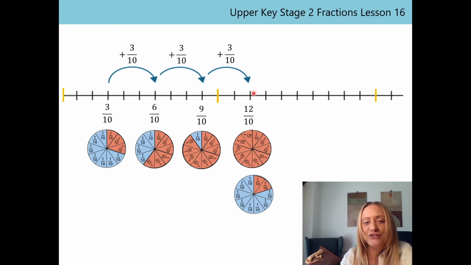So we can see, can't we, as an improper fraction, the numerator is greater than the denominator because I have more equal parts than 1 whole. And if I write it as a mixed number, I can say I have 1 whole and 2 tenths. Super.